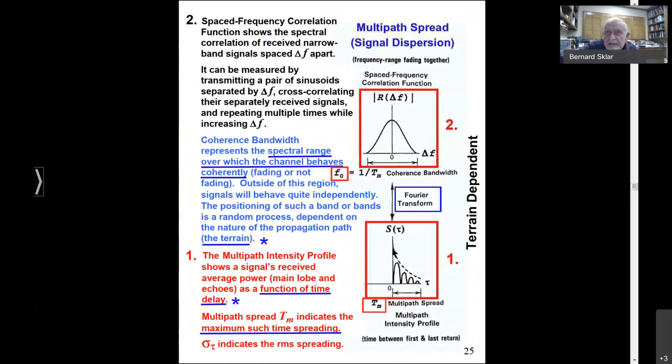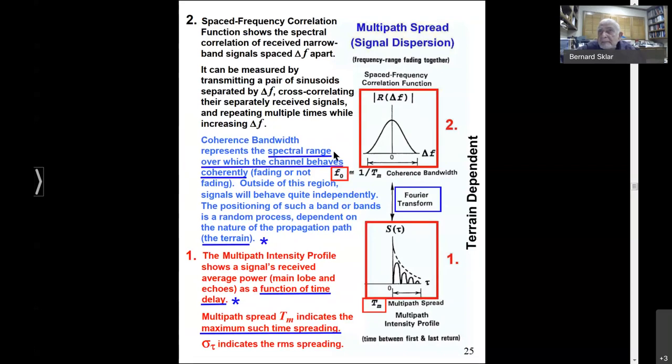We've already said this. This is the multipath intensity profile, which shows the signal's received average power, its main lobe and its side lobes, as a function of time delay. And T sub M is always showing you the maximum amount of lobes, of fingers of return that you're going to be receiving, the maximum spreading. And similarly, in number two, the spaced frequency correlation function shows the spectral correlation of received narrowband signals spaced delta F apart, to be measured by transmitting a pair of sinusoids separated by delta F, cross-correlating, and repeating that multiple times while increasing delta F.